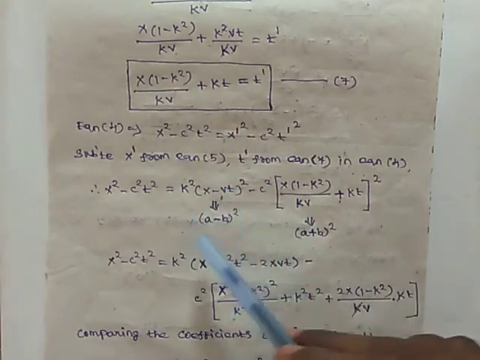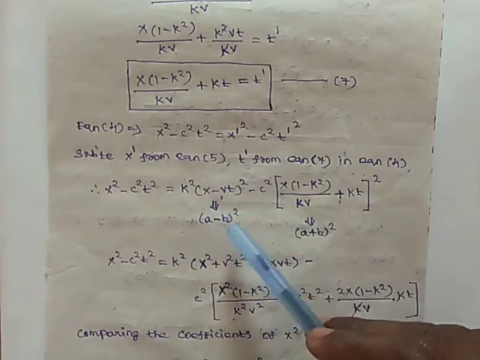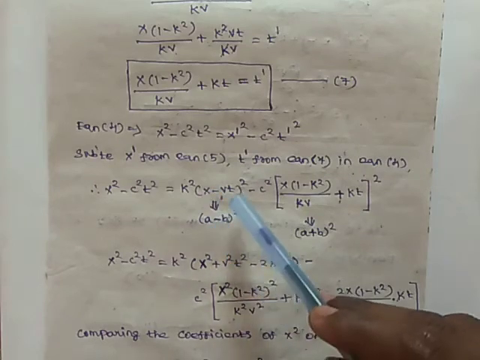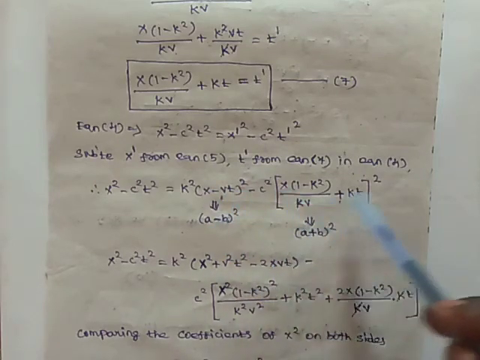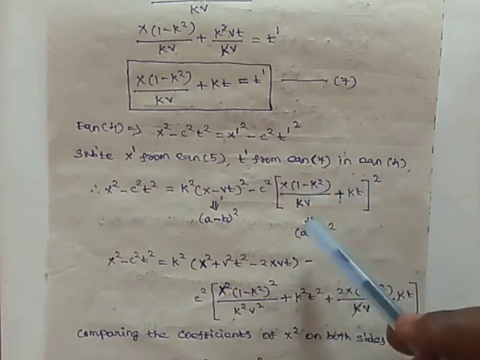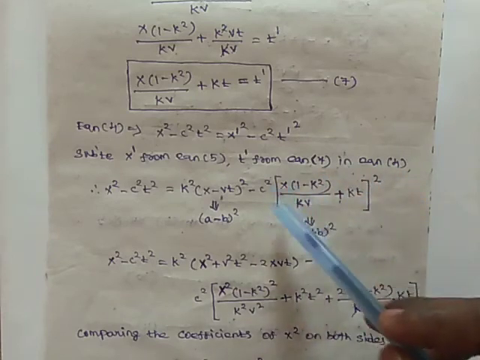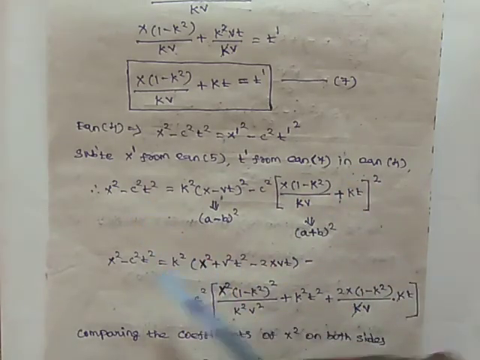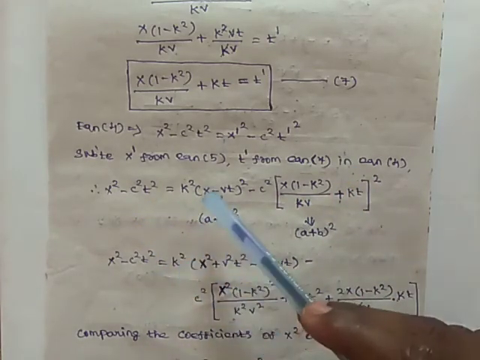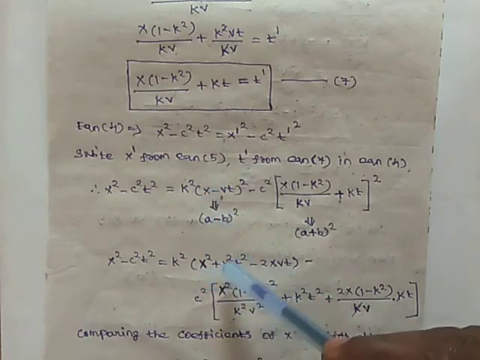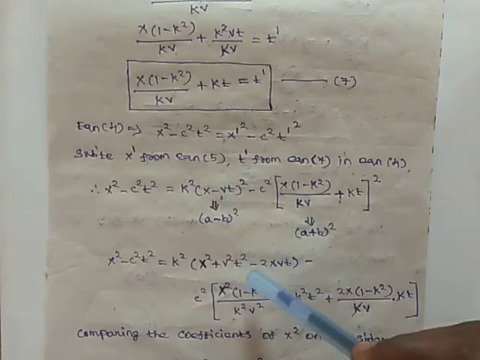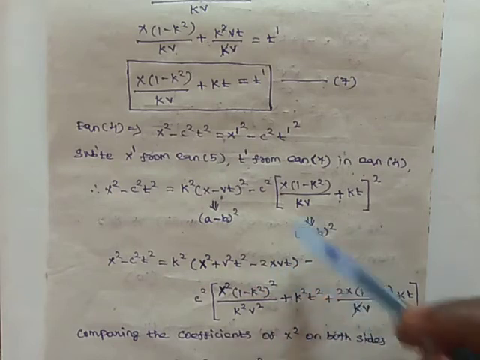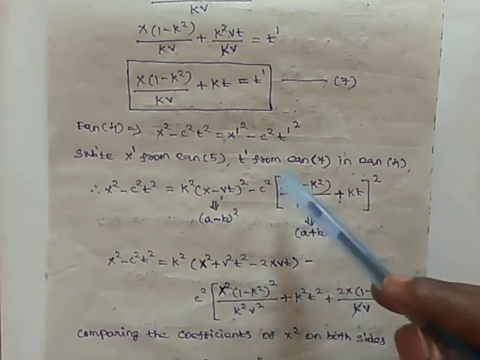This we have to expand as a minus b whole square. Here a is equal to x, b is equal to vt. This is in the form of a plus b whole square, so here also we have to expand. This term is a and this term is b. So left hand side, right. So k square, here a square x square plus b square v square t square minus 2ab, 2x vt, minus c square. This term is a.